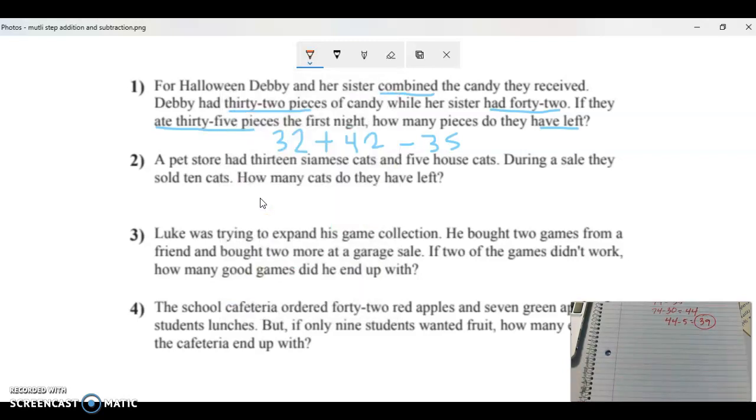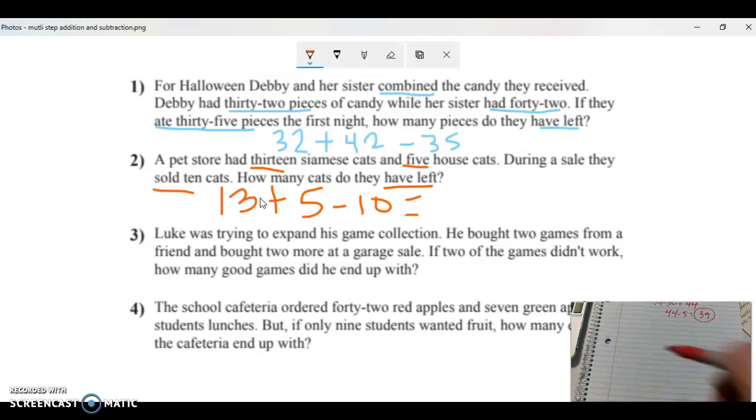Number 2. A pet store had 13 Siamese cats, 5 house cats. During a sale, they sold 10. How many cats do they have left? Well, they started with 13 plus 5. And they sold 10, so that operation would be minus 10. So I'm going to go solve down here at the bottom. 13 plus 5 minus 10. So 13 and 5, they started with 18 cats total. They sold 10. They only have 8 cats left to sell.